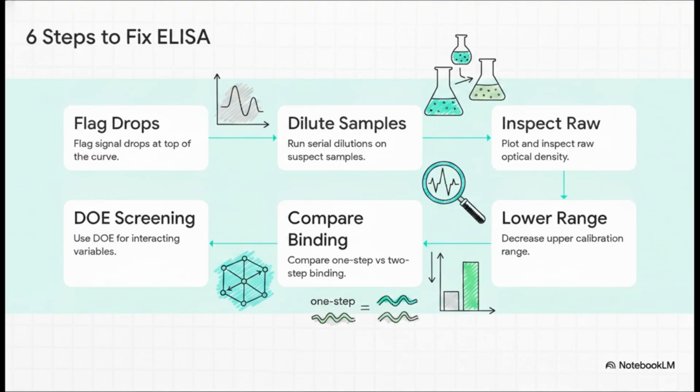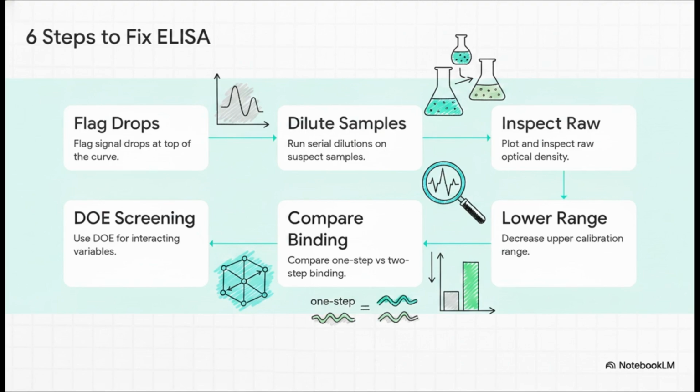Step 1. Actively flag any signal drops at the top of the curve. Step 2, and honestly this is absolutely crucial, run serial dilutions of those suspect samples. If the calculated concentration goes up after you dilute it, boom, you definitively have a hook effect. Serial dilutions are the absolute fastest and most informative check you can run.